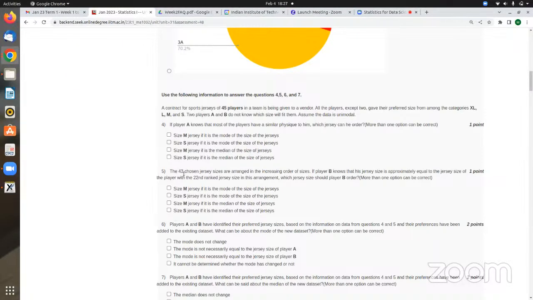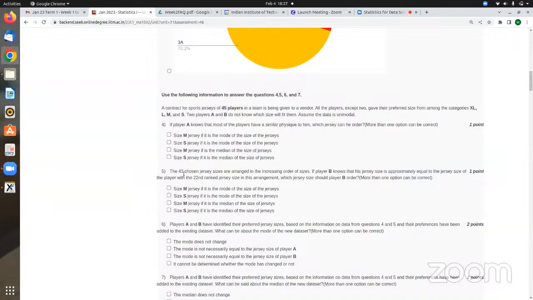Okay, so a contract for sports jerseys of 45 players in the team is being given to a vendor. All the players except two give their preferred size from among the categories XL, L, M, and S. Two players A and B do not know which size will fit them. Assume the data is unimodal. Okay, unimodal is an important thing to note. What is unimodal? Only one mode is there in the data, right?